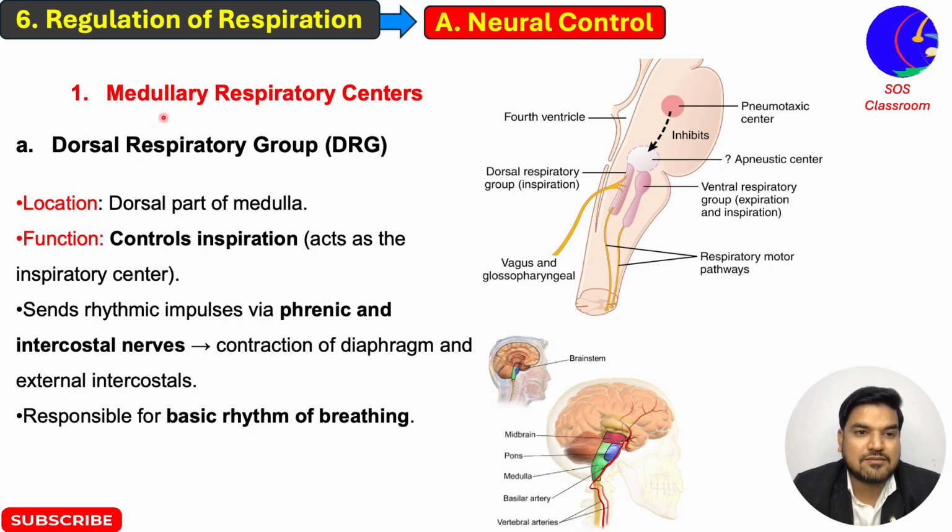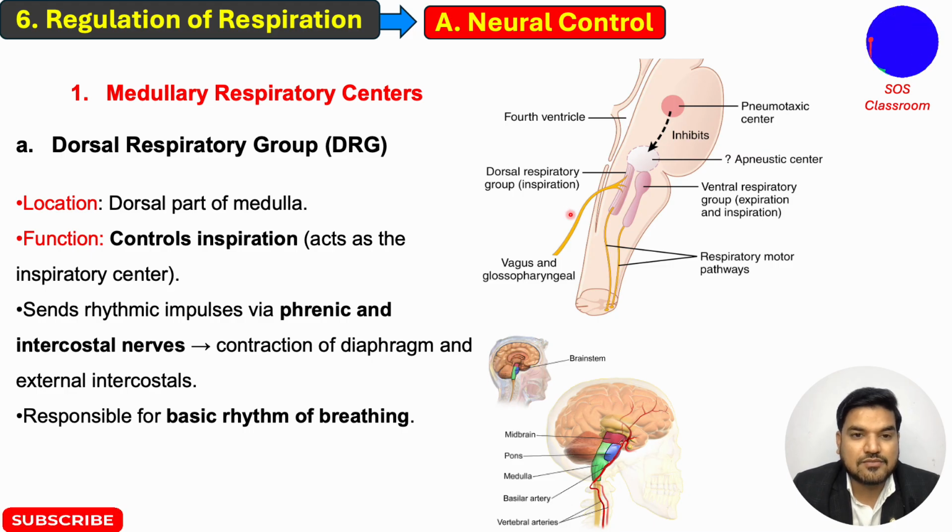First of all, discussing the medullary respiratory centers, meaning the centers present in the medulla. First is the dorsal respiratory group. Focus only on the DRG group. This is the dorsal respiratory group. Dorsal means backside and ventral means anterior, and this is the posterior. What is the location of the DRG? You can see it is present in the medulla oblongata. What is its function? It controls inspiration. So the DRG acts as the inspiration center.